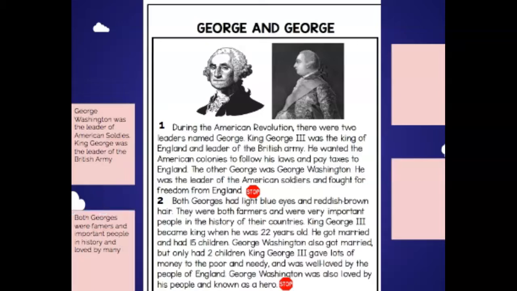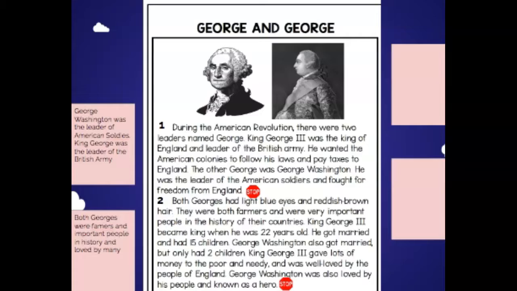During the American Revolution, there were two leaders named George. King George III was the King of England and the leader of the British Army. He wanted the American colonies to follow his laws and pay taxes to England. The other George was George Washington. He was the leader of the American soldiers and fought for freedom from England.